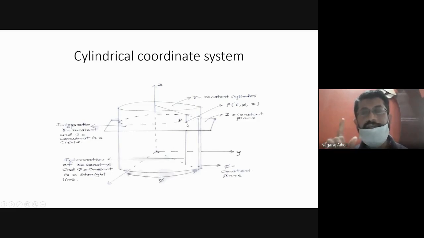It is a single point, because this is our circle, the dashed marks I have shown here, and when it intersects with the straight line, what does it give? It gives a point, is it not? So that is a point P of r comma phi comma z, which is formed due to the intersection of r equal to constant, phi equal to constant, and z equal to constant.